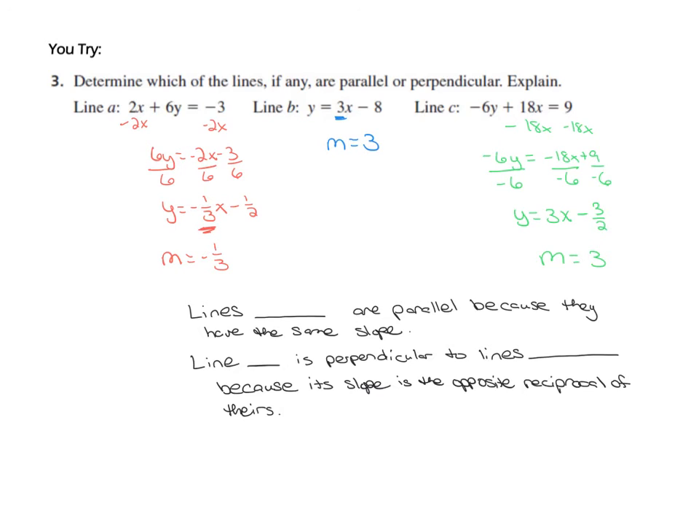Okay, so on this problem, hopefully you were able to find that the slope of the first line, line A, was negative 1/3. And then on both line B and on line C, the slope was 3. Okay, so that means that lines B and C are parallel because they have the same slope, and that line A is perpendicular to lines B and C because its slope is the opposite reciprocal of theirs.